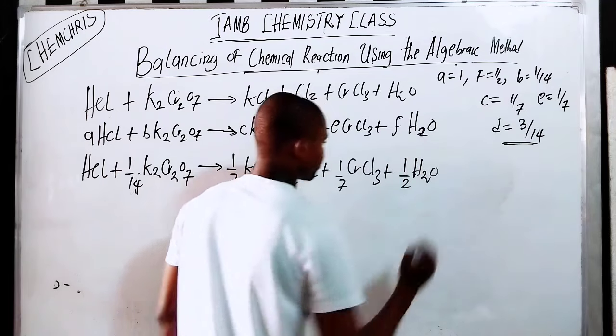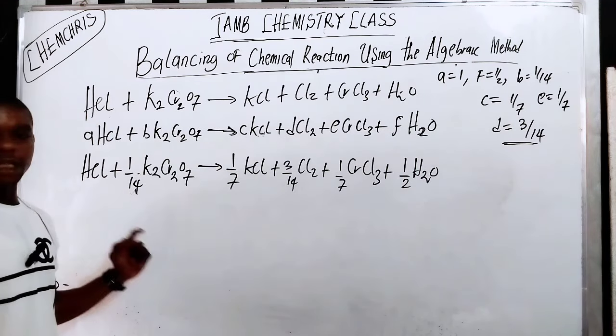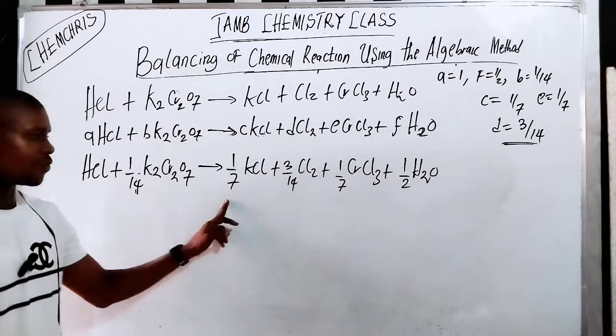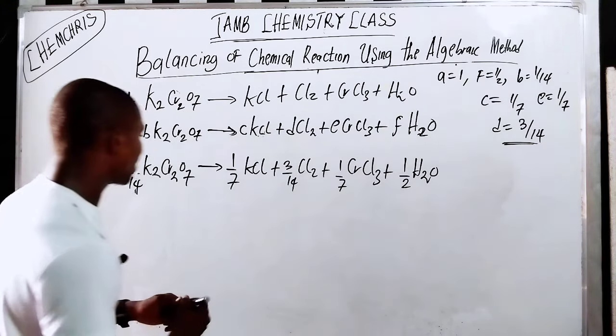The last step is to multiply by the LCM. Here we have the denominators: 14, 7, 14, 7, 2. So the LCM is going to be 14. So multiply through by 14.